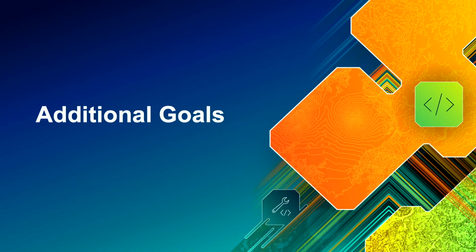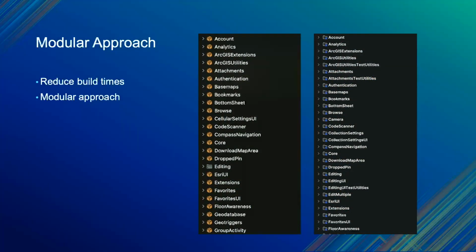And so as we started to rebuild Field Maps on the 200 SDKs, we set out some goals for ourselves. The first goal was to have a more modular approach. So we really wanted to focus on having really fast build times and as few dependencies as possible across our features and our modules. And so currently, this is a couple snapshots of our current implementation, and we have about 80 different modules on each platform for various things.